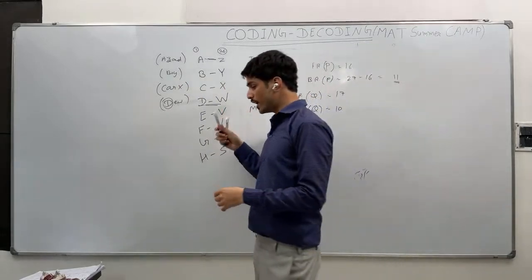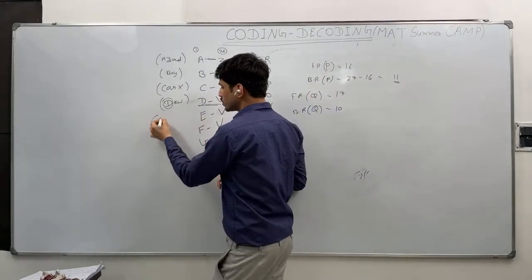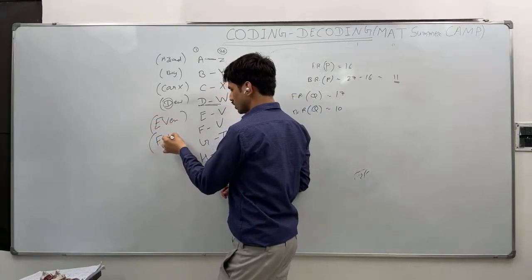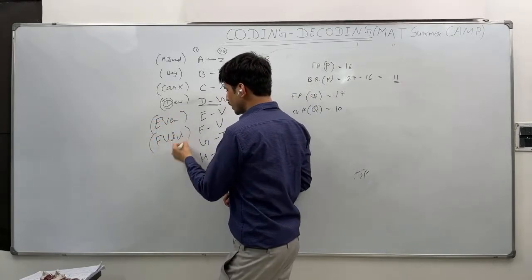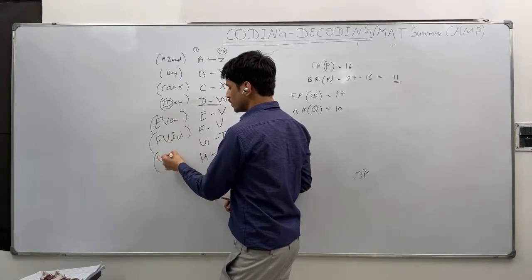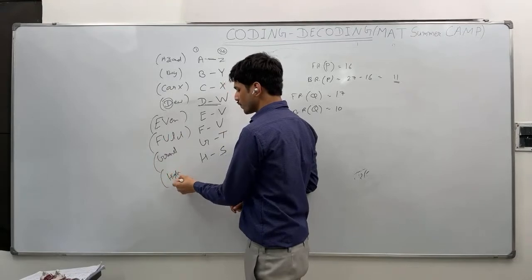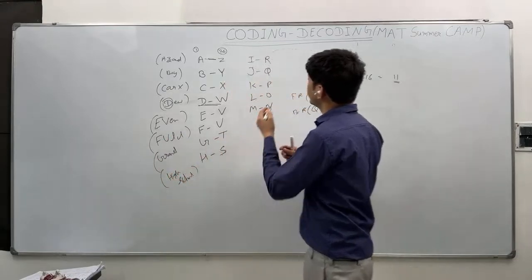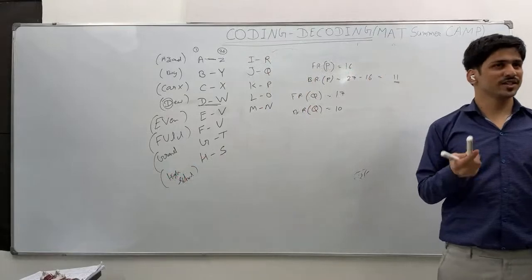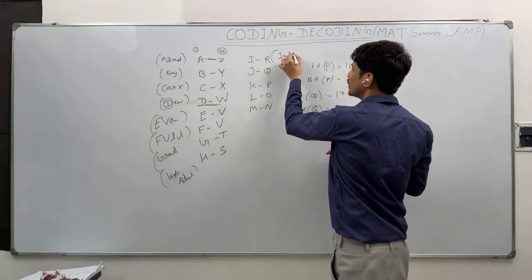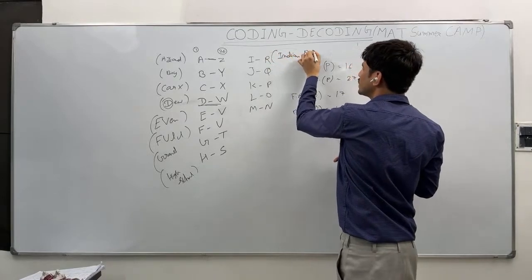So this way you can have any story. Let's say this one you can have even. Here you can have full, and here you can have grand truck or something. Here you can have high school, right? And here you can have IR means Indian Railways. Simple to remember, right? IR stands for Indian Railway. So likewise, if you do, it is fairly simple, right?